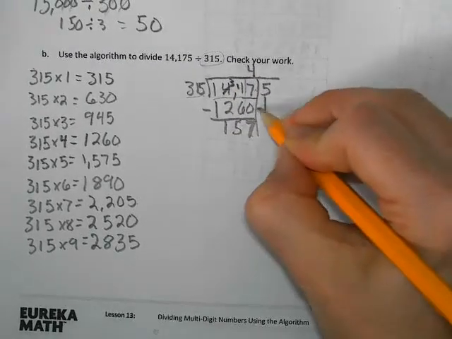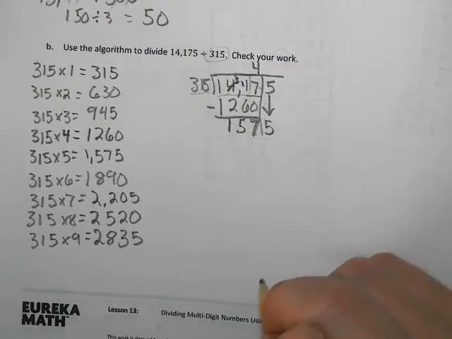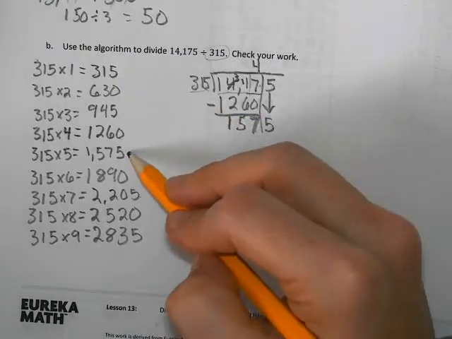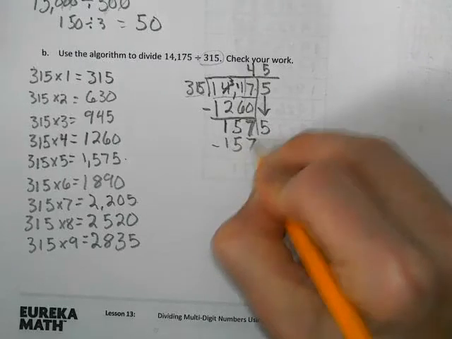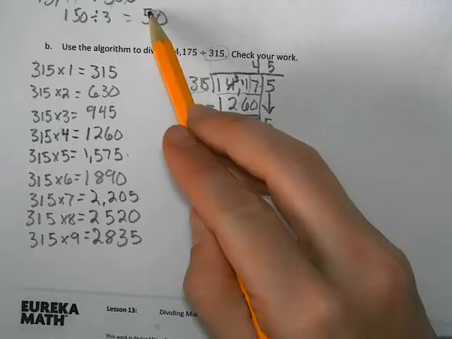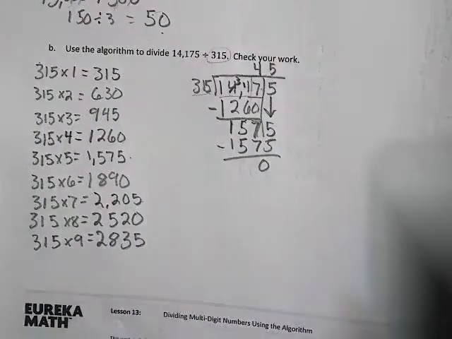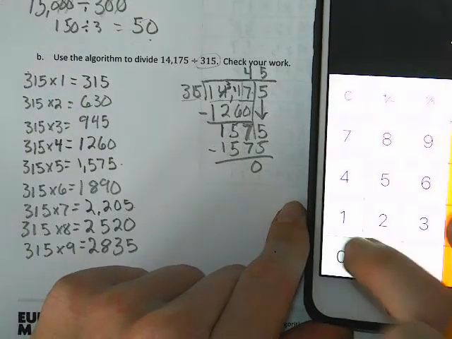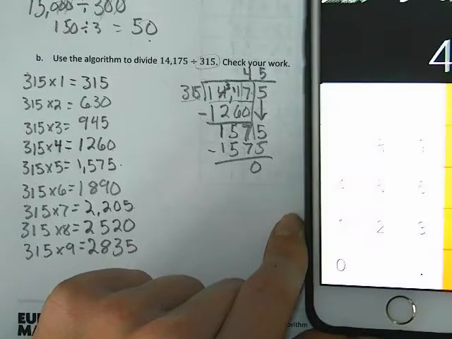Now I have to bring down my next number, which is in the ones place, and I have a 1,575. I go over here, I have one right there, and it's the 5, so I have to put a 5 here. I finish the problem out. My answer is 45. I check it with my estimation, which was 50. It's really close, so then it makes sense, and I feel confident that my answer is correct, but we're going to go ahead and check it in the calculator to make sure that my confidence is accurate. So that's 14,175 divided by 315, which gives me 45, which is my answer.